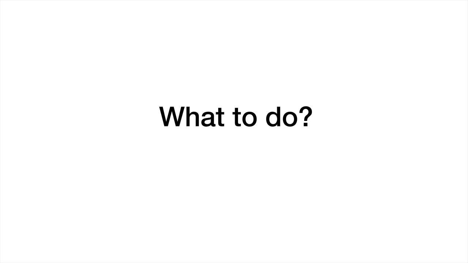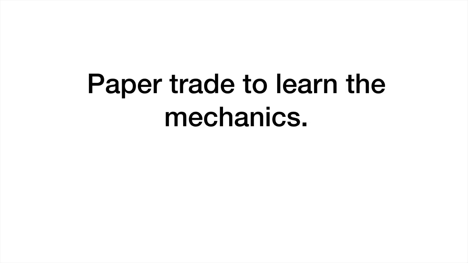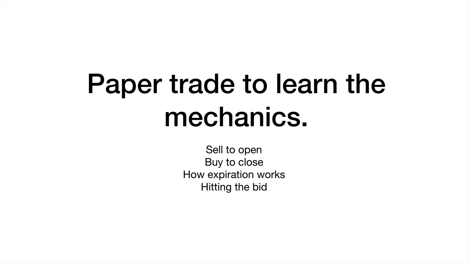So what should you do to handle the transition from paper trading into real money? What I like to tell our new subscribers that are paper trading to start with is to paper trade and learn the mechanics of selling put options. That means learning how to sell to open, so open your new position, learn how to buy it back and close that position. See what happens around expiration, understand the mechanics of that. Look at how to hit the bid, look at how to hit the ask. And really, those are around limit orders. I always trade with limit orders. I never go in market.